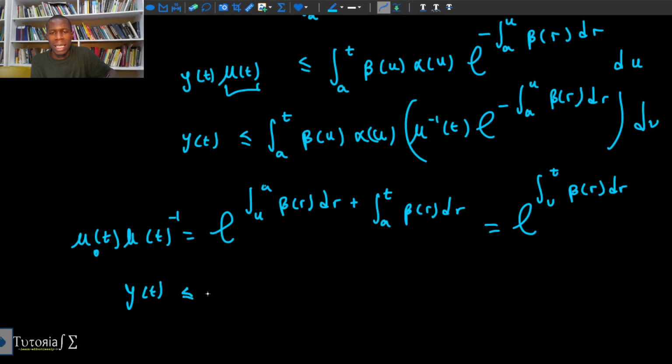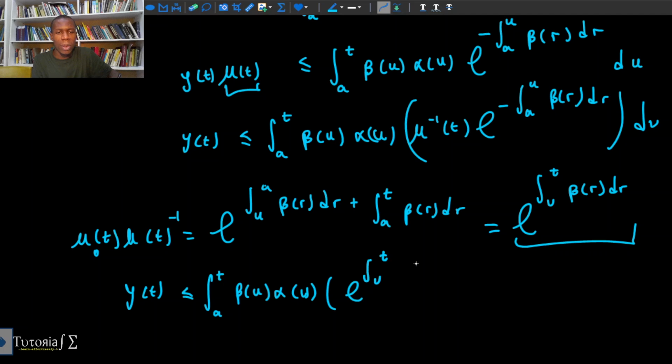and we see that our y of t is basically less than the integral from a to t of beta of u alpha of u. Then in the brackets here we have this, we've simplified, so it will just be e to the integral from u to t of beta of r dr and du here. Okay, and we have our y.